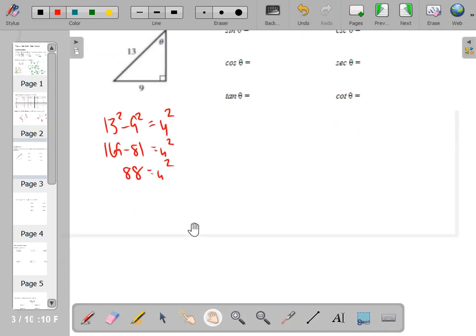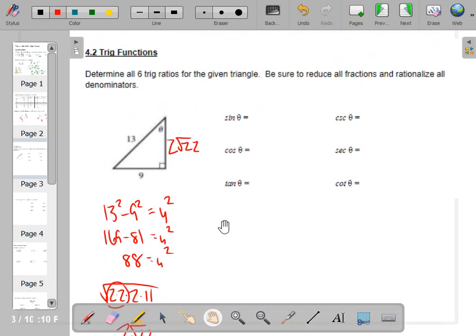So we can square root that, but when you square root 88, that's 2 times 2 times 2 times 11. That actually simplifies to 2 radical 22. So this is 2 radical 22. You need to simplify your radicals. And you need to make sure that they're all rationalized, all your denominators. So sine is opposite over hypotenuse. The sine here is 9 over 13, which means the cosecant is the reciprocal.